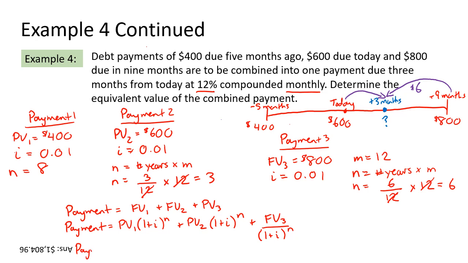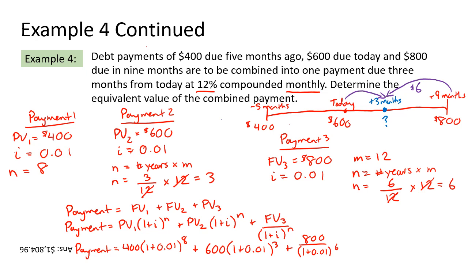So if we substitute all of our values in, we get present value 1, 400, times 1 plus 0.01, and that's to the exponent 8, plus our second payment, $600, times 1 plus 0.01, again the same interest rate, raised to the exponent 3. And our third calculation, which is $800, divided by, because remember it's present value, 1 plus 0.01, and that's all to the exponent 6, right? Because there's 6 compounding periods for that item.